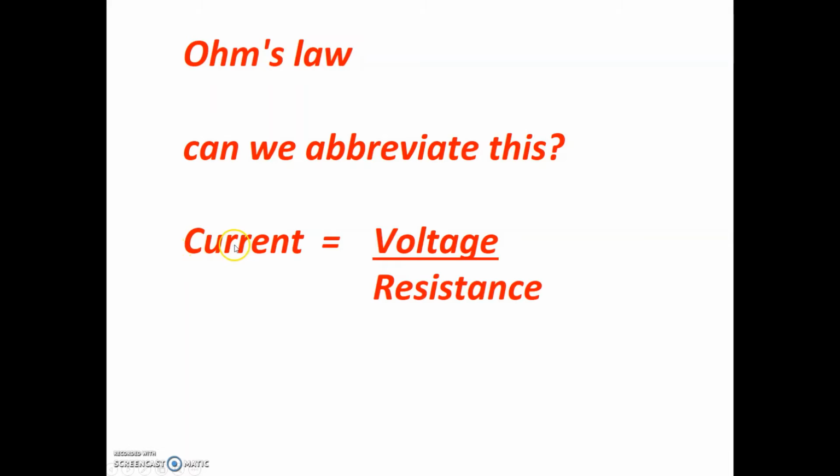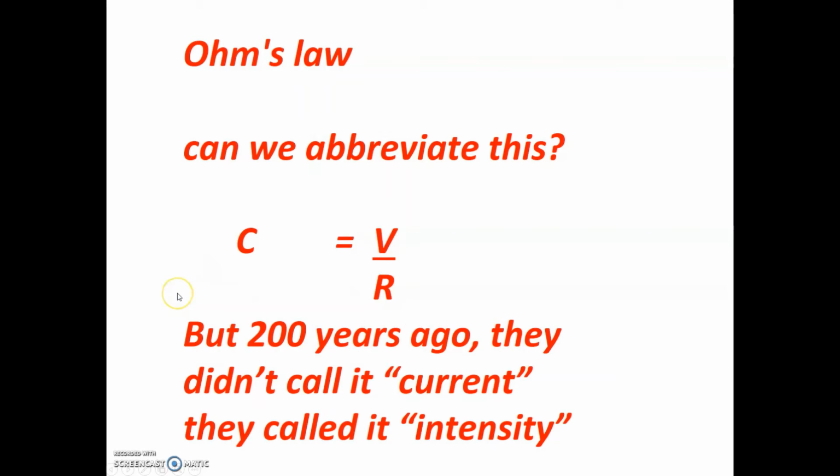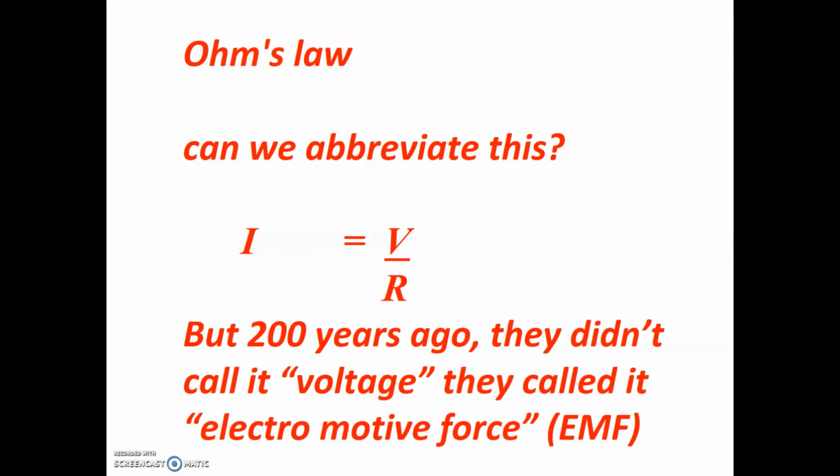Now, the obvious thing you would think is to go from just the letters, CVR, current equals voltage divided by resistance. Well, there's a problem with that. 200 years ago, they didn't call it current, they called it intensity. So we abbreviate current with an I, and that's just stuck with us. So you just have to learn that one. 200 years ago, they didn't call it voltage, they called it electromotive force. So they abbreviate V with an E.